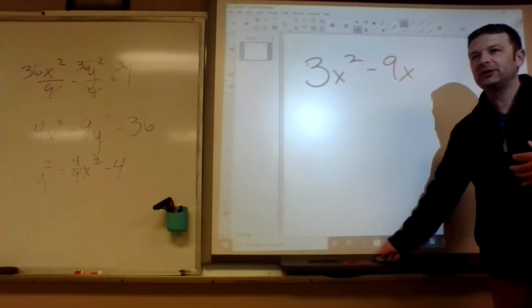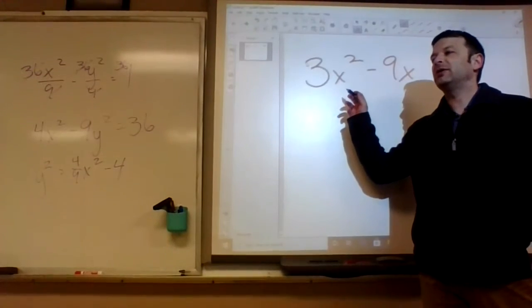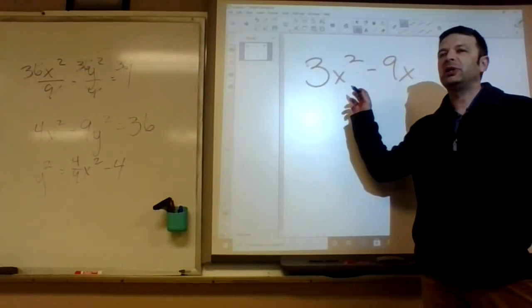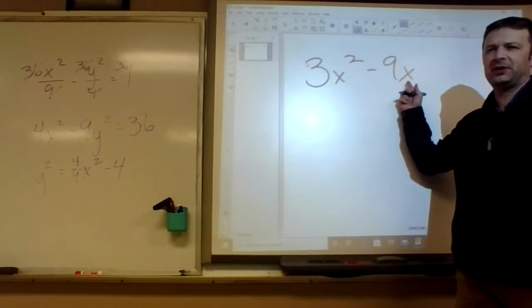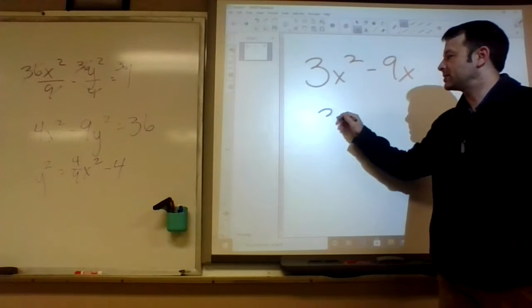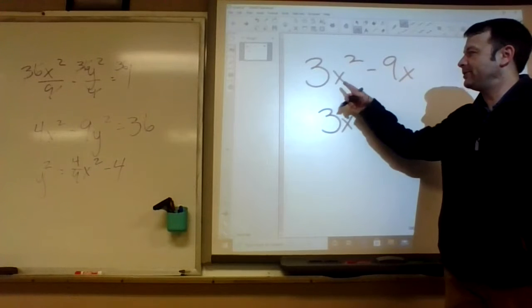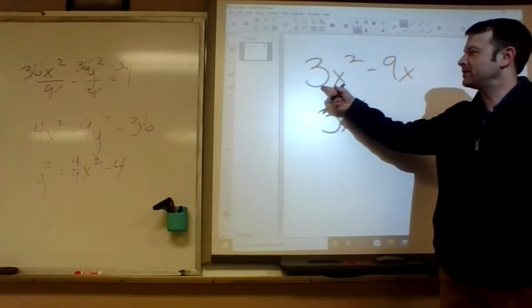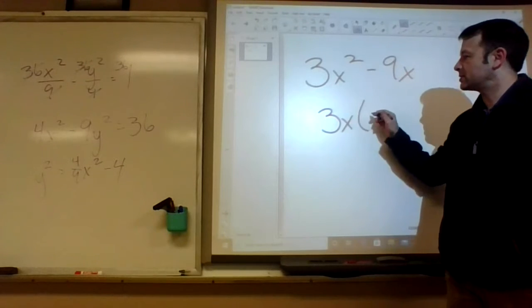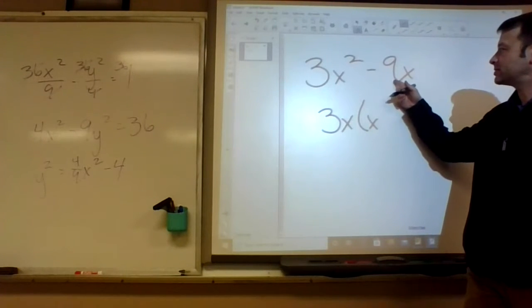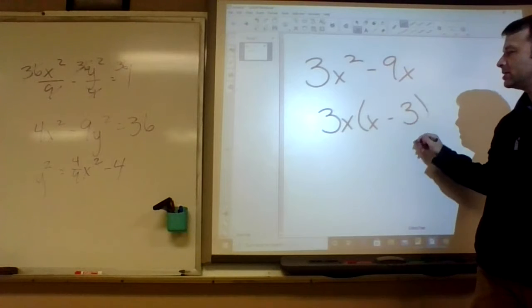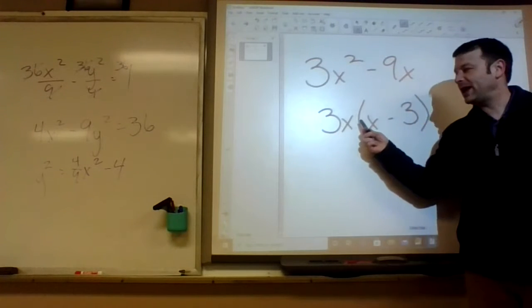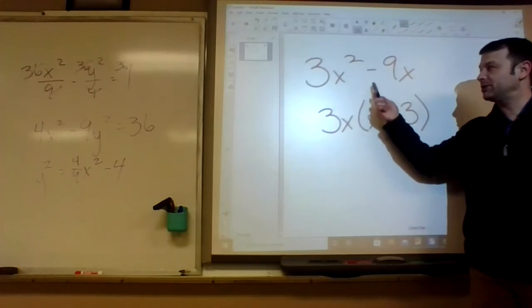On this one, okay, we can take something out of both of these terms. Oh, the x. That's a 3x. If I divide both of these by 3x, what do I get? 3x. What's this divided by 3x? X. What's this divided by 3x? Minus 3. These are factors because when you multiply it together, it goes back to this.